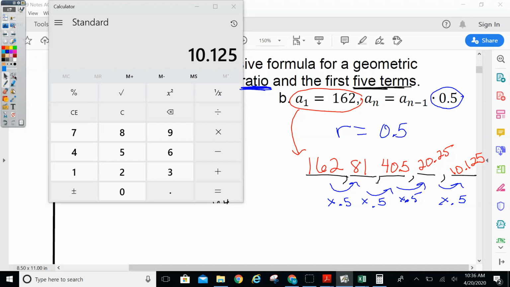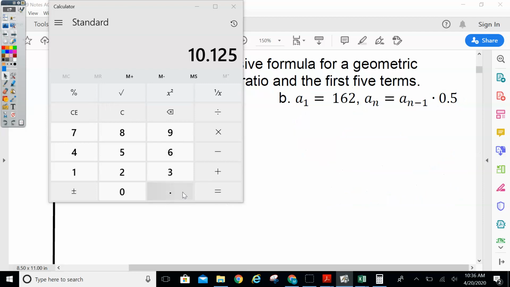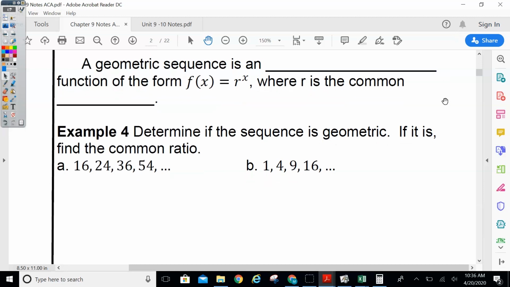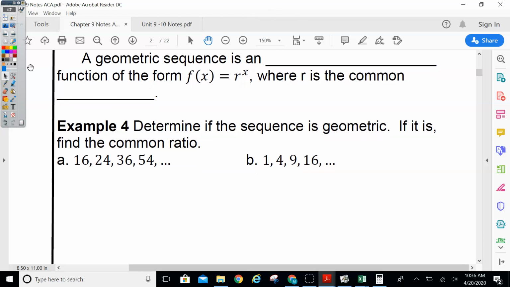Okay, so the bottom part is again telling you if it's geometric or not, and then if it is, we'll just find the common ratio. So here, a geometric sequence is an exponential function. This is actually the new chapter we're getting into. The new unit is called exponentials. And R is the common ratio that we're finding. So for this one, we want to see if it has a common ratio. And if it does, then we can say what it is. If it doesn't, then we just say it's not geometric.